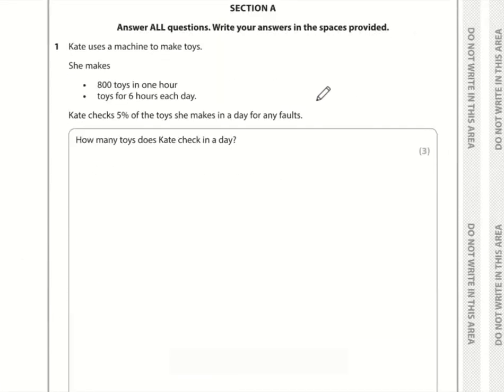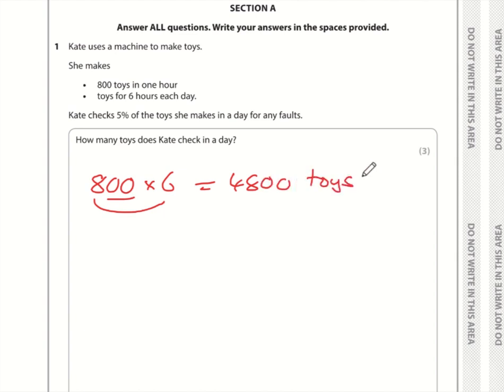Okay, so Kate uses a machine to make toys. She makes 800 toys in an hour and she makes toys for 6 hours each day. So in a day, she's going to make 800 multiplied by 6. 6 times 8 is 48, and then just put those zeros back in. So that is 4,800 toys per day. And she checks 5%. So what is 5% of 4,800?